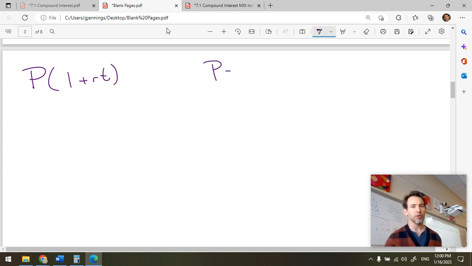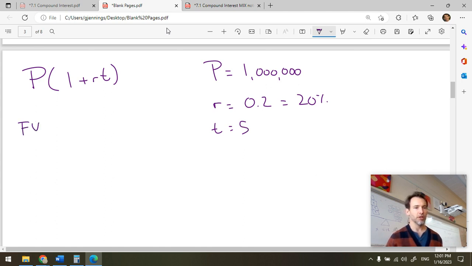And I know that my principal is $1 million. My interest rate is 0.2 because that's equal to 20%. And time is 5 years. So in this case, the future value at 5 years is going to be $1 million, that's substituting in for P, multiplied by 1 plus 0.2 times 5. Well, 0.2 times 5 is 1. 1 plus 1 is 2.